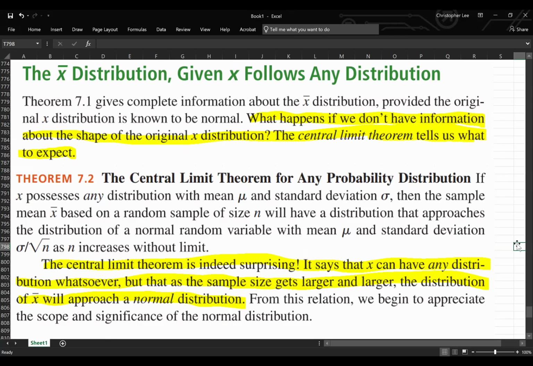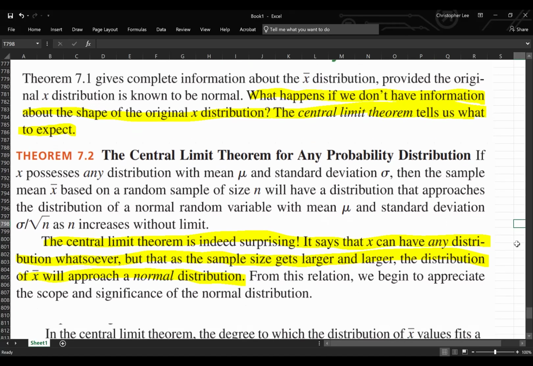So the central limit theorem is indeed surprising. It says that X can have any distribution whatsoever, but that as the sample size gets larger and larger, the distribution of the X bar of the sample mean will approach a normal distribution, right? So from this relation, we begin to appreciate the scope and significance of the normal distribution, right? For any distribution, if your sample size keeps growing, it approaches a normal distribution, right?